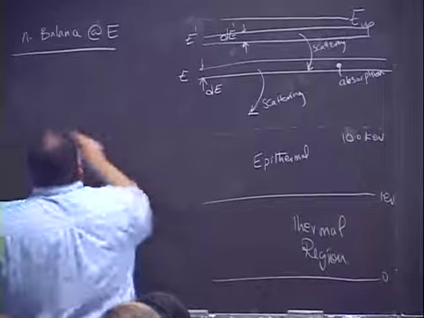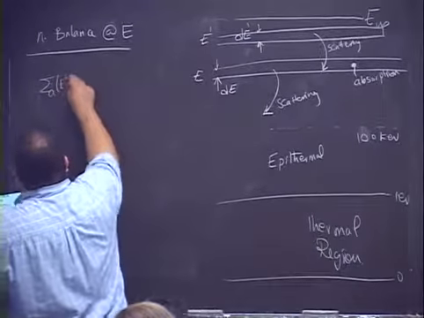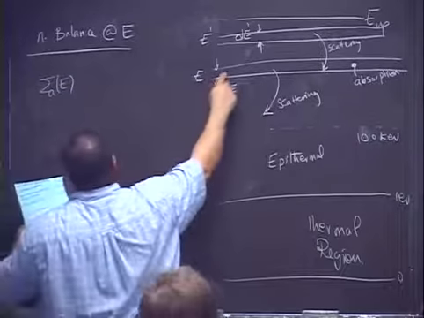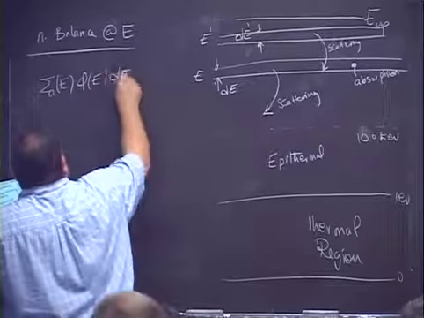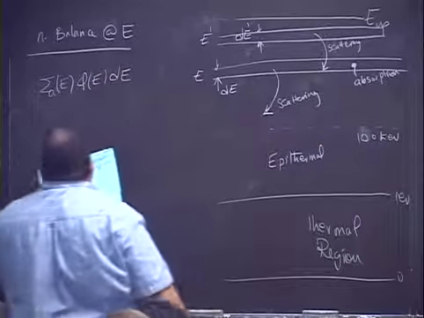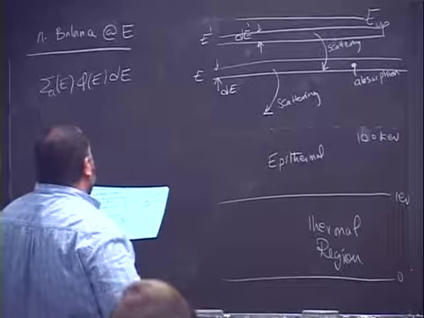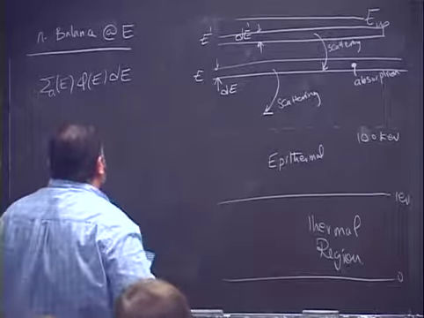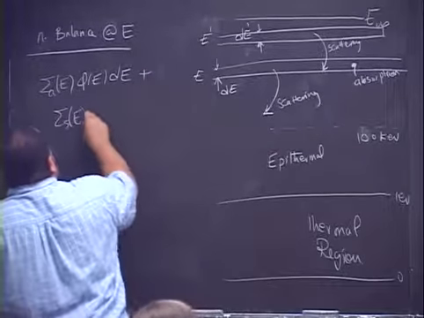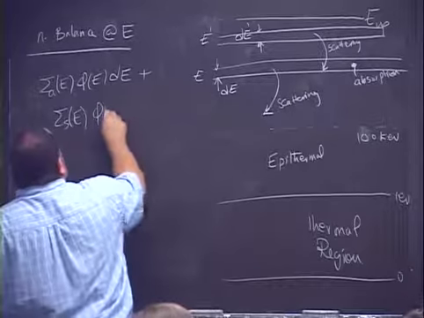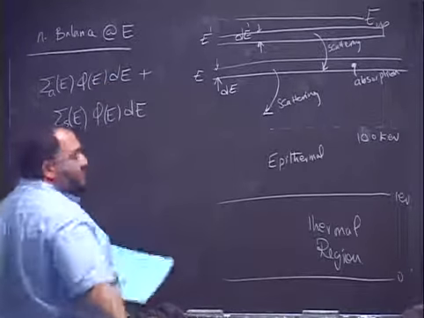So if I want to write it like this, I will write it as sigma absorption as a function of energy E at this energy, phi of E dE. This is the total number of absorptions per unit what? Per unit volume. Yes? Plus sigma scattering as a function of energy E dE. So what are those?